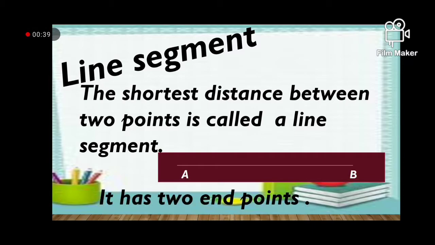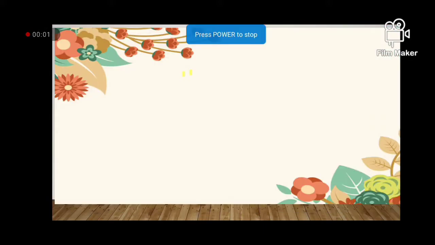The endpoints of this line segment are A and B. It has 2 endpoints, A and B, and it cannot go on and on in any direction. Now the next example is the ray.